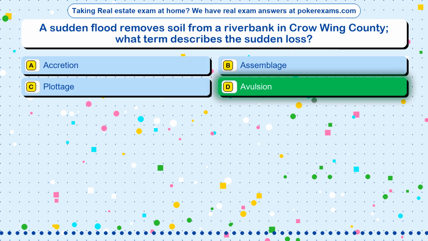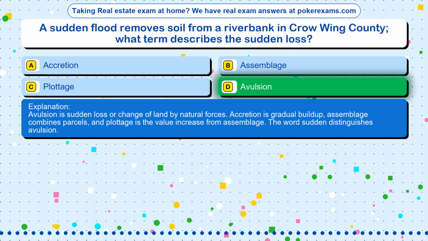The correct answer is option D, avulsion. Avulsion is sudden loss or change of land by natural forces. Accretion is gradual buildup, assemblage combines parcels, and plottage is the value increase from assemblage. The word sudden distinguishes avulsion.